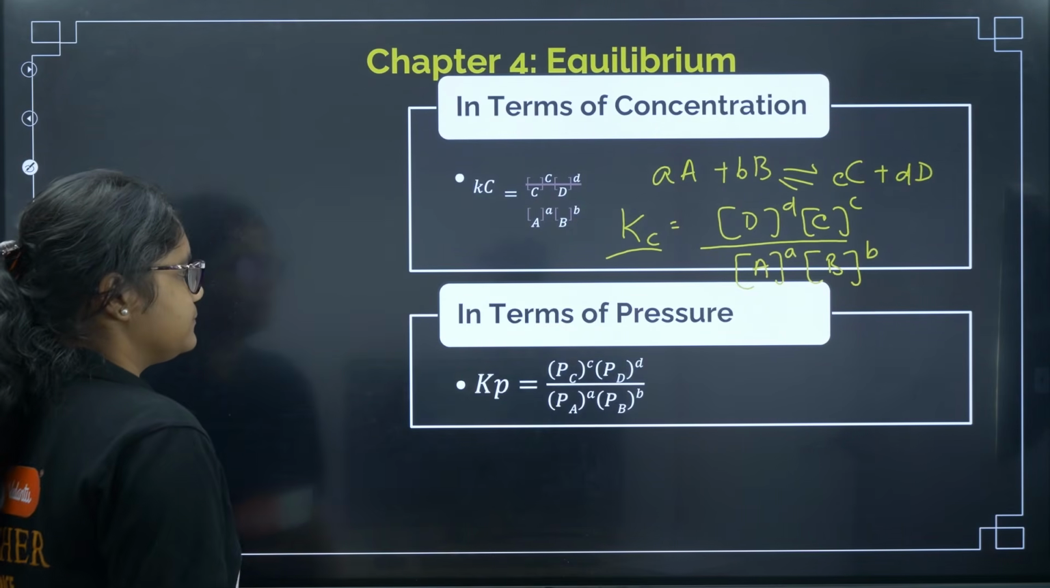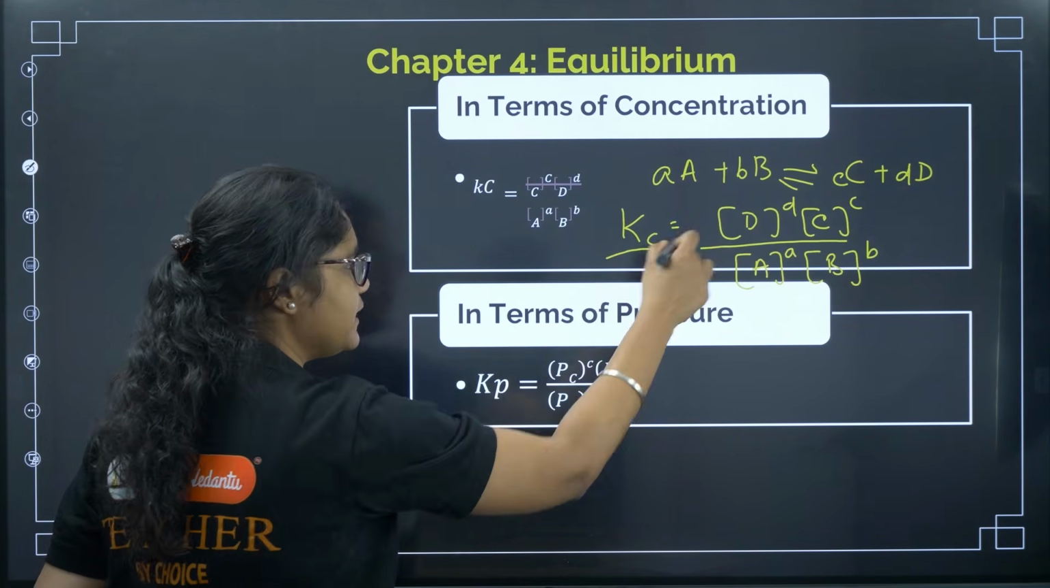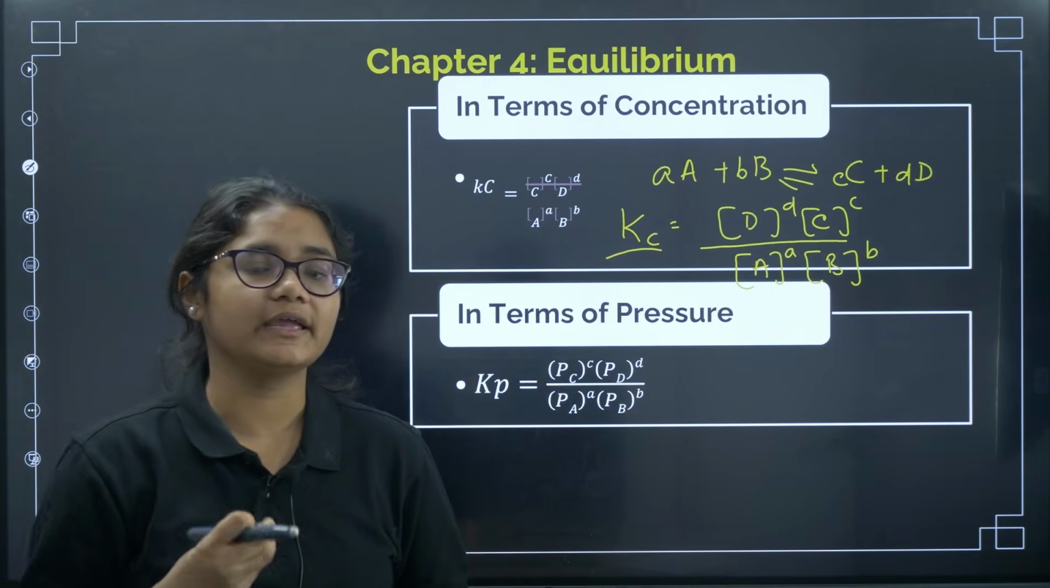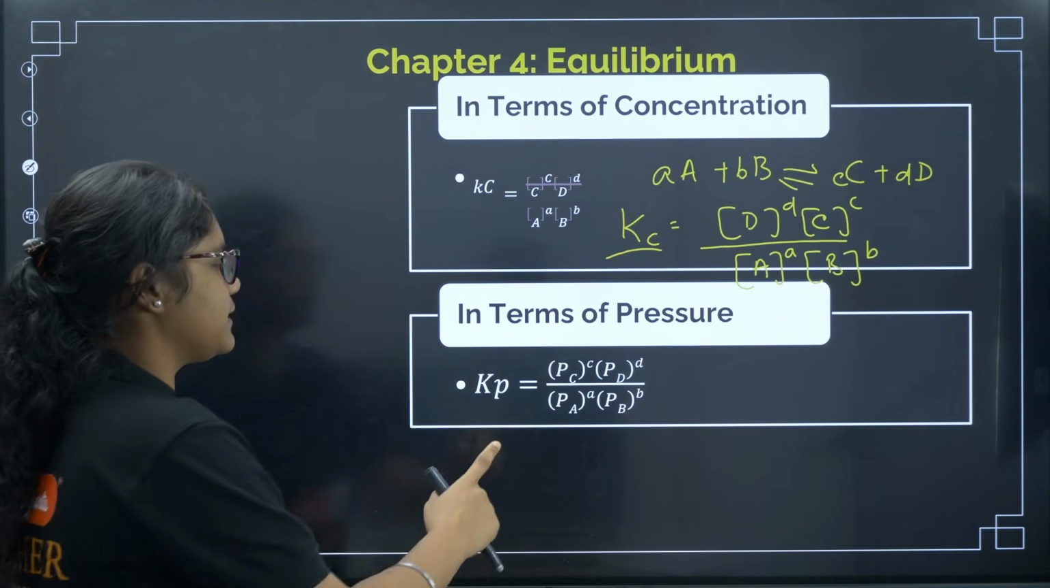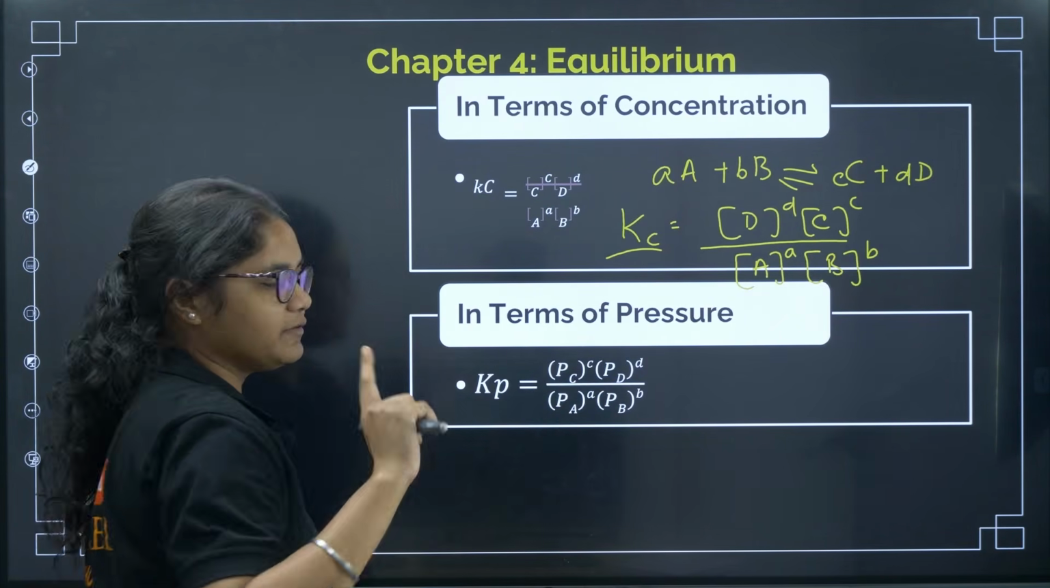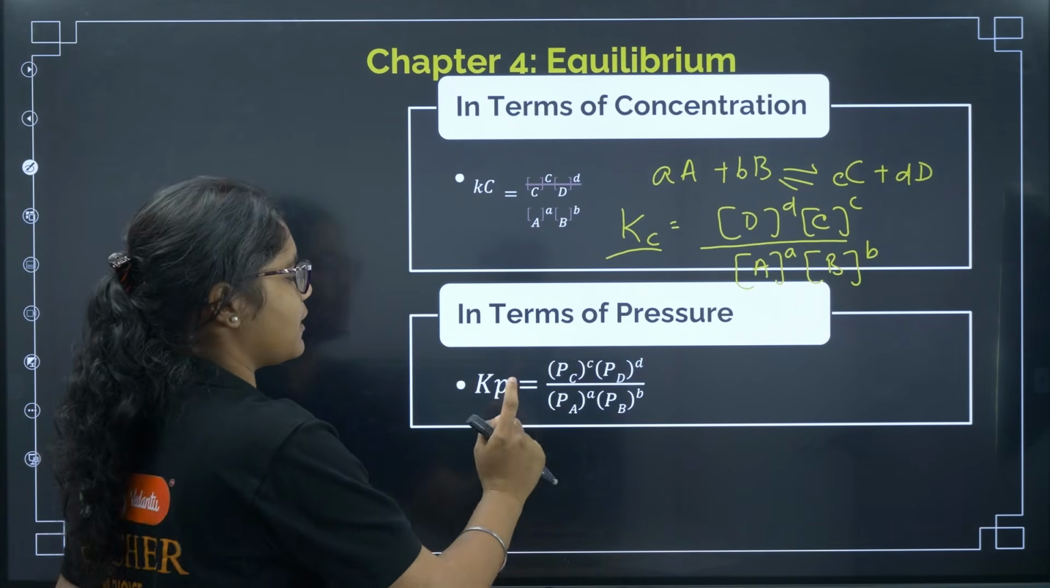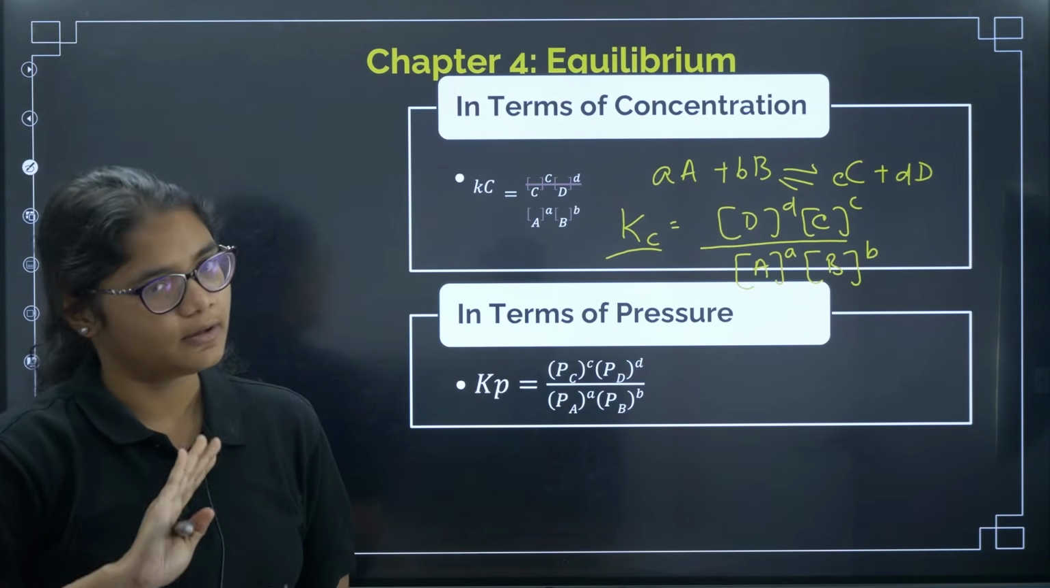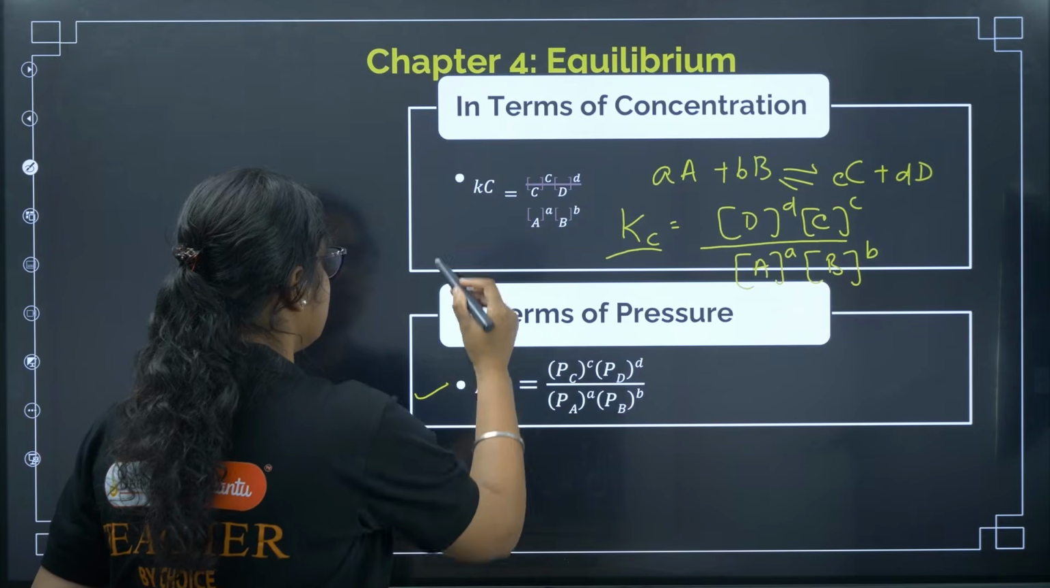Right. So this is the value of the equilibrium constant. Now one more is there. The same thing can be written in the pressure form if the A, B, C, D are gases. So same thing, pressure of C to the power of c, pressure of D to the power of d, by pressure of A to the power of a into pressure of B to the power of b. Clear? So these two are done.